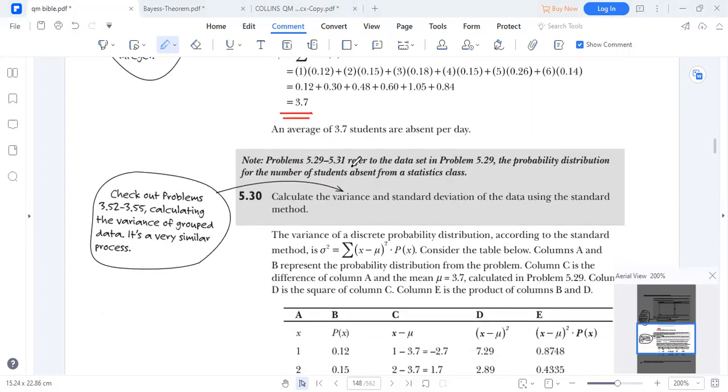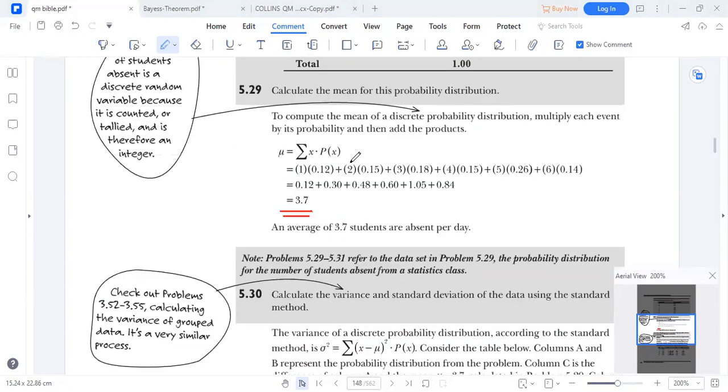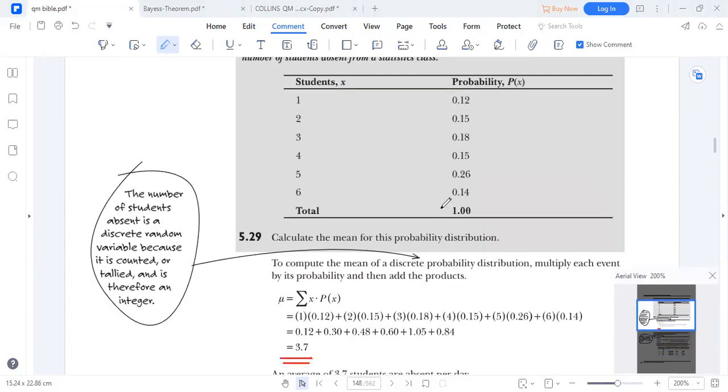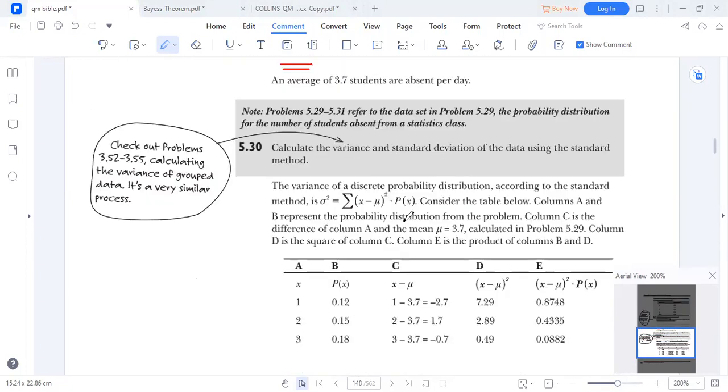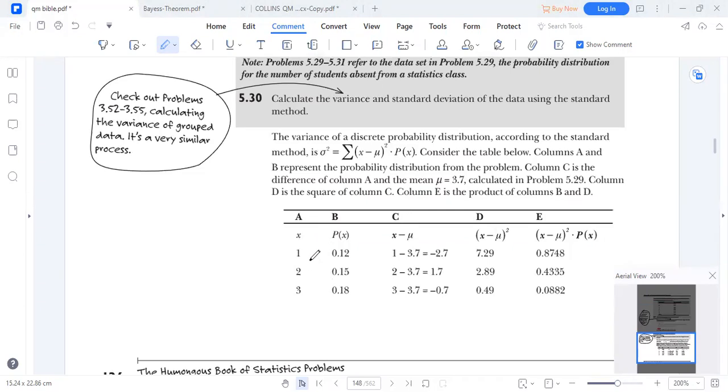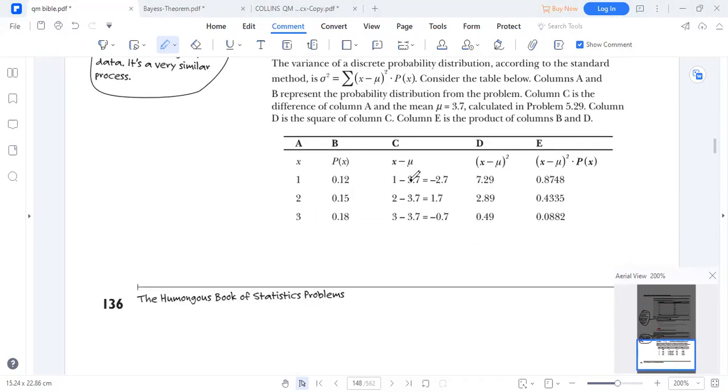Then we go to how to find the variance. There are two ways. Number one, after finding the mean, you subtract the mean from each of the values of x. So 1 minus 3.7, we get that one. Then you square the answer, we get 7.29. Then multiply by the probability of x, which is 0.12. We get this figure here. This is what he'll teach you in class. What I taught you is a different way.